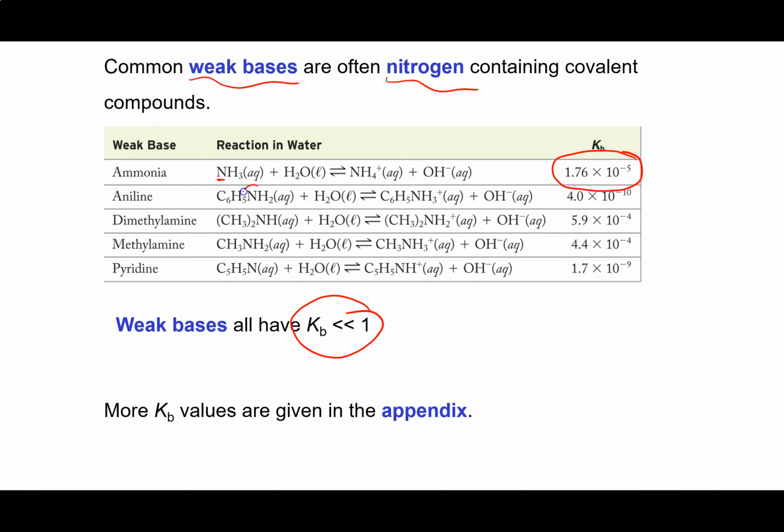So again, these tend to be nitrogen-containing compounds that are referred to as amines, that are these weak bases. And you can see, some of them are very weak, 10 to the minus 10, 10 to the minus 9 there for the equilibrium constant. Okay.